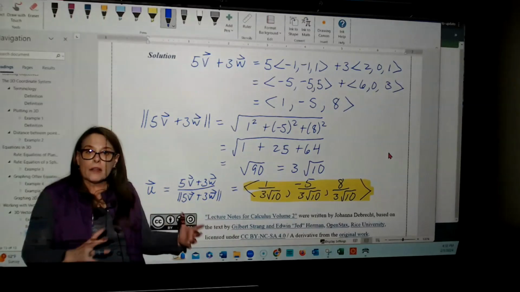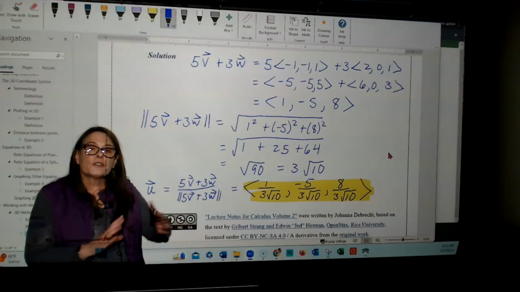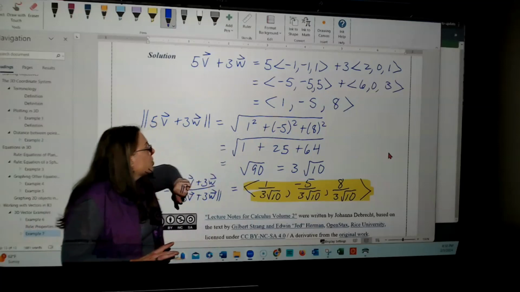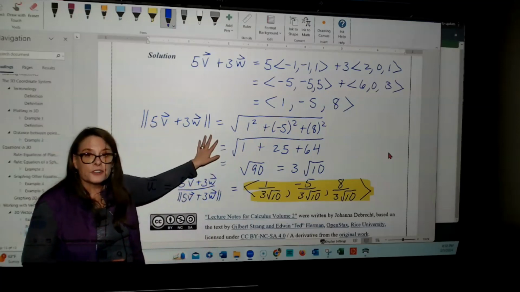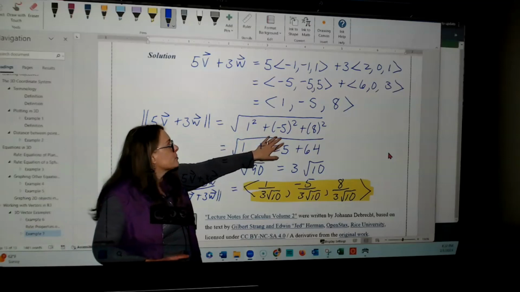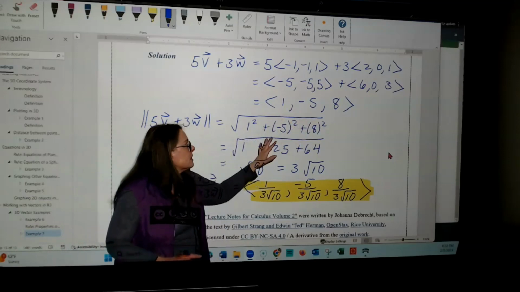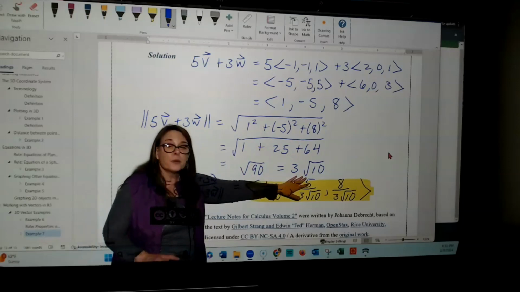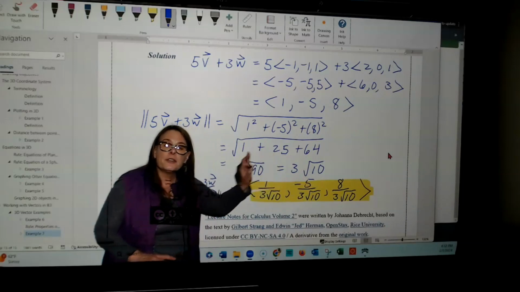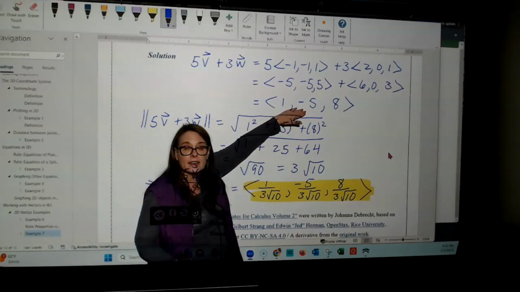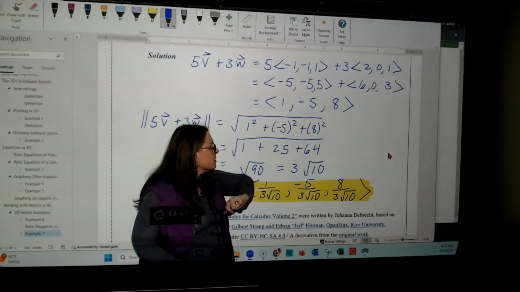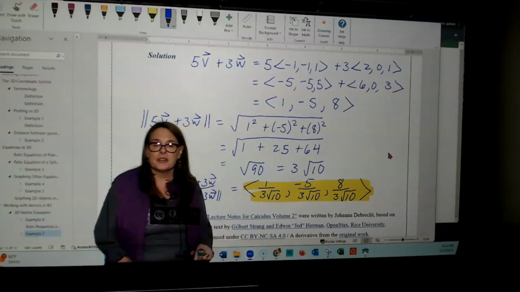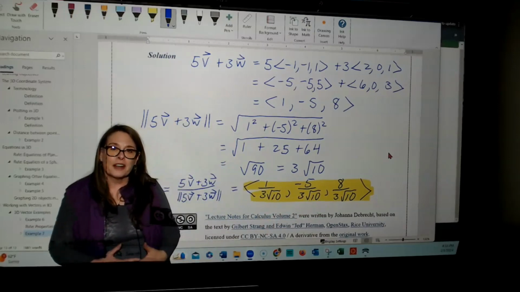Now, I don't know how long it is yet, but I want a vector that's only 1 unit long, but points in that direction. So what I need to do is find the magnitude of it by applying the formula. So I take each component, square it, add them together, and then take the square root, which gives me 3 square roots of 10. To get the unit vector in the same direction as this vector, but only 1 unit long, I take each component and divide by the magnitude. And that gives me the unit vector in that direction.